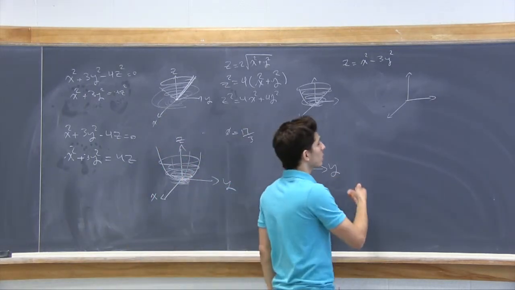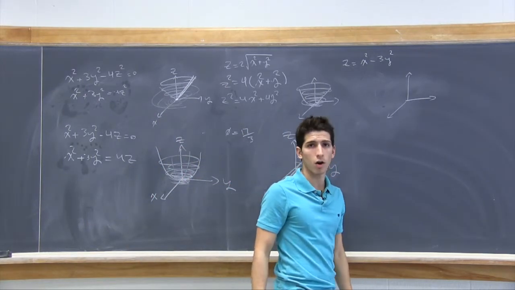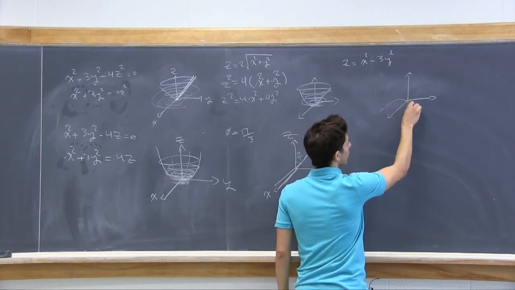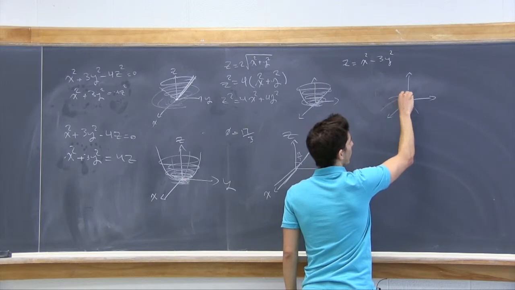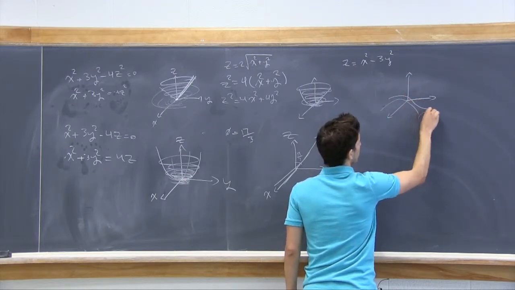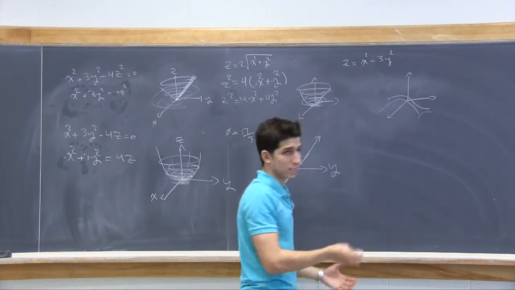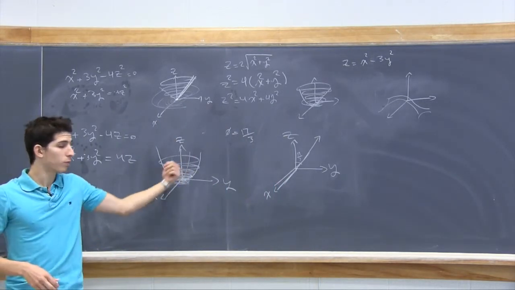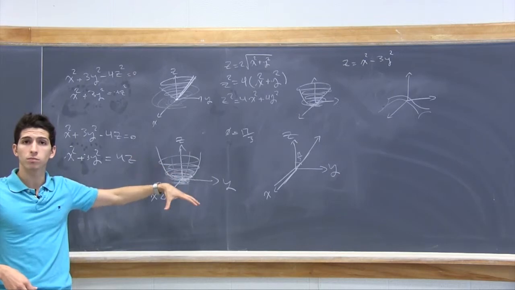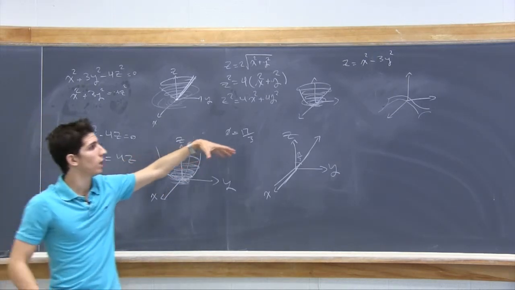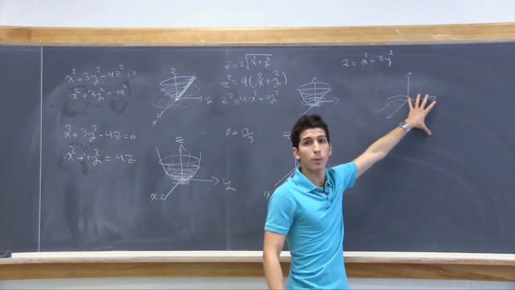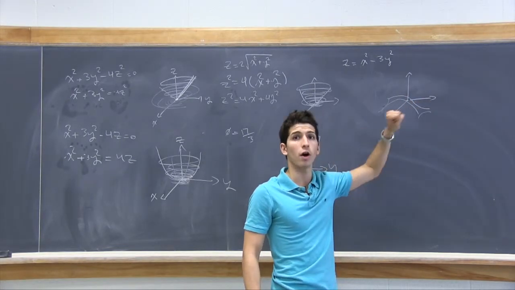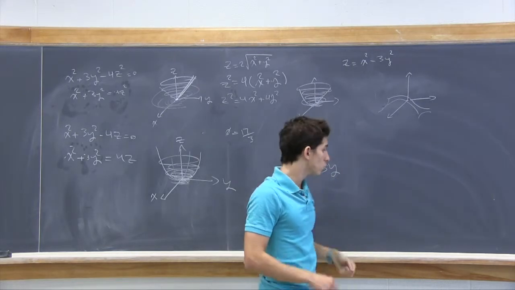Now these guys are sort of hard to draw, so I'm probably not going to do a good job, but you can look up the actual image. But the important thing is that we can classify. Just like this one was an elliptical paraboloid because the projections were ellipses, this one is a hyperbolic paraboloid, because the projections on the xy plane are hyperbolas. Okay? So there you have it.